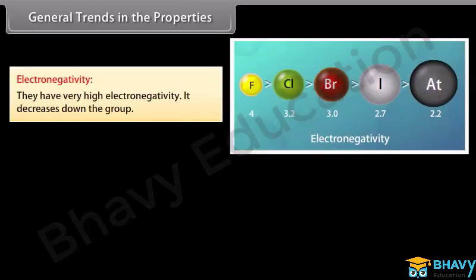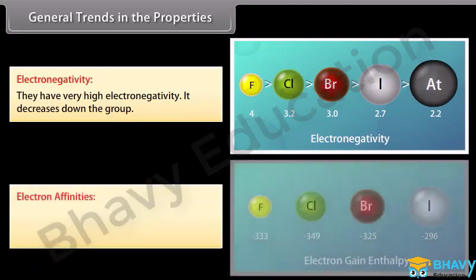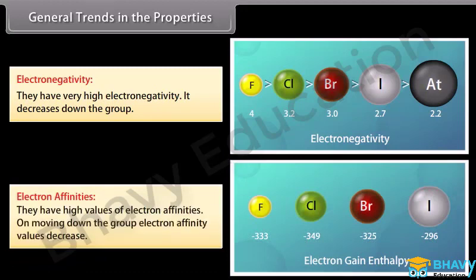Electronegativity. They have a very high electronegativity. It decreases down the group. Fluorine is the most electronegative element in the periodic table. Electron affinities. They have high values of electron affinities. On moving down the group, electron affinity values decrease because size of the atom increases. A low value of electron affinity for fluorine is due to the small size of fluorine atom.